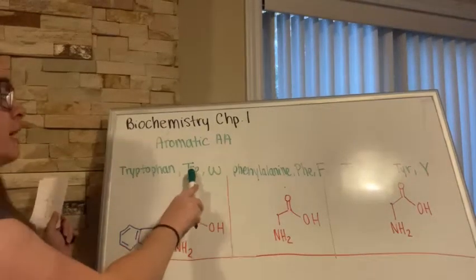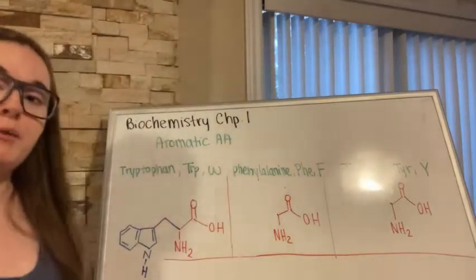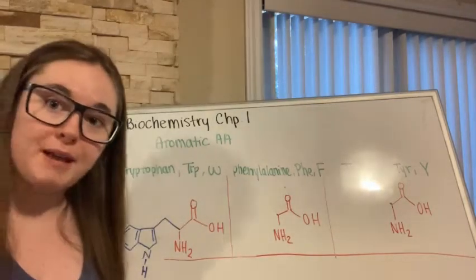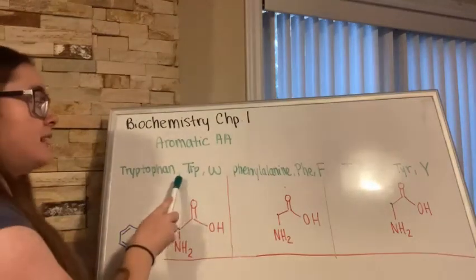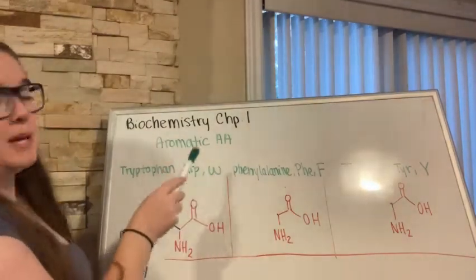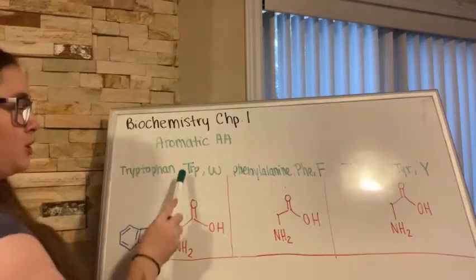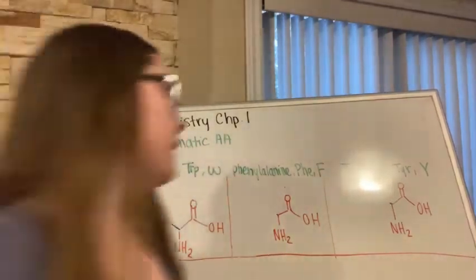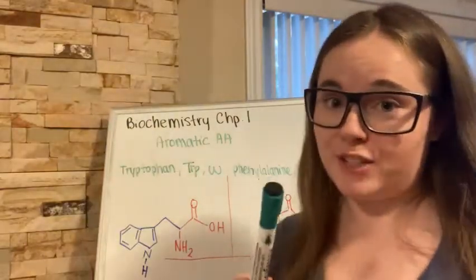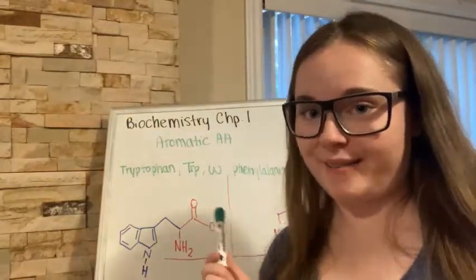So tryptophan is TRP and W, another one of those weird ones, but my friend did make up a really cool acronym for this. So if you go on a, let's say you win a trip, okay? So that's how I remember this one, trip, you would win a trip to go on vacation. So all the vacations you want after we're done studying for this test, right?